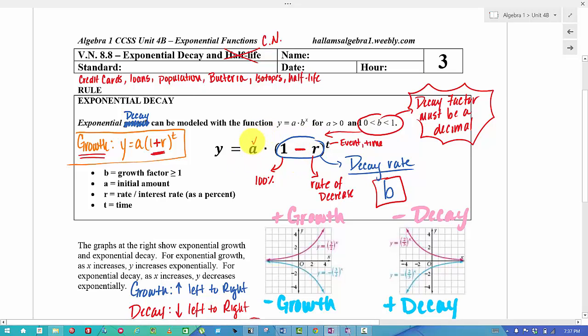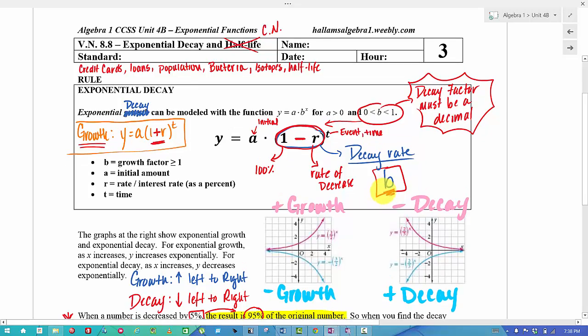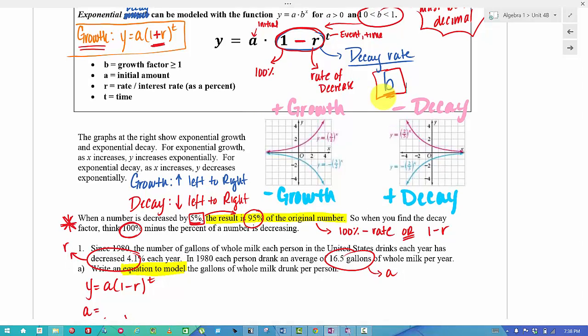It still looks like an exponential. We still have our initial value. We still have our events and our time, and this whole unit inside the parentheses, just like for the growth, is really your B value. Okay? So considering that, let's take a look a little bit closer at growth and decay.